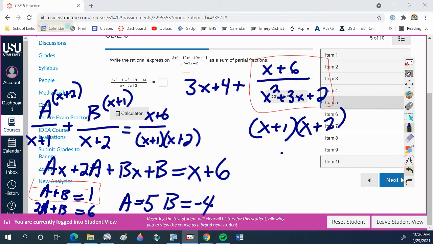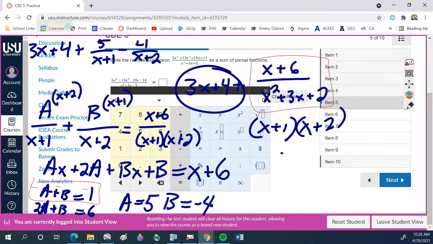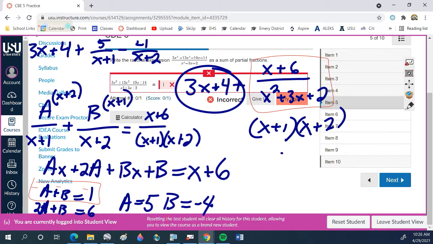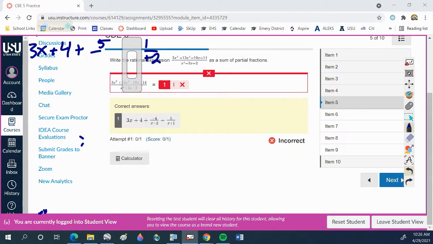So what's my answer? 3x plus 4, that's the whole number portion, plus 5 over x plus 1, minus 4 over x plus 2. Let's check that and see what happens. Yep. They just wrote it backwards, but it shouldn't matter, unless they tell you that it matters.